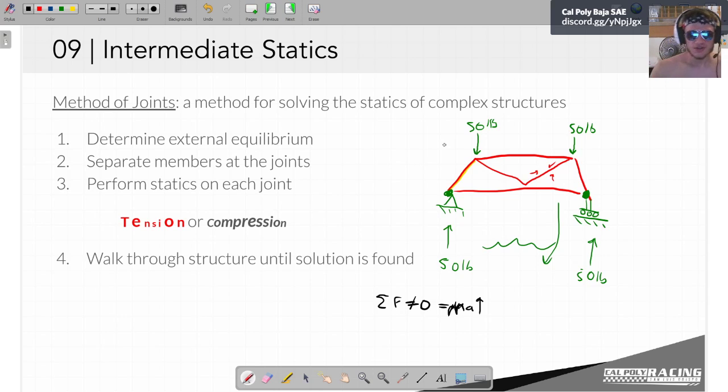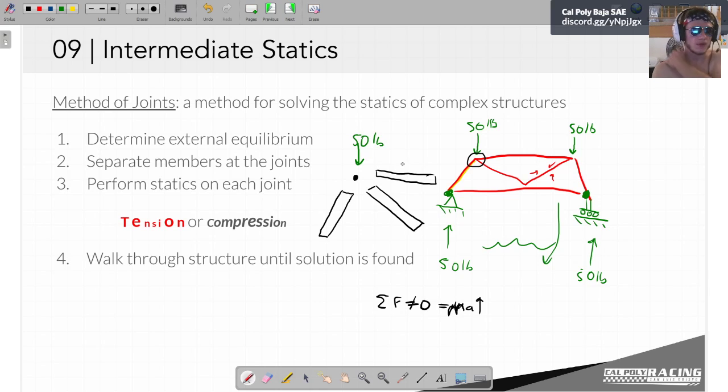Details for later on. So we want to picture, I'm just going to take this joint right here, for example. On this joint, I'm going to separate all the members. I've got one member here that goes into that joint, one member there that goes into that joint, and one member here that goes into that joint. And I also have this force. So we've got a 50-pound force there. 50 pounds. Now I want to do statics on this joint.